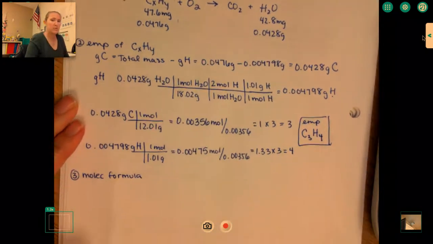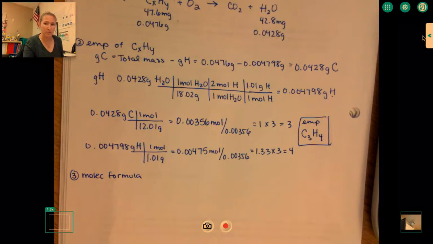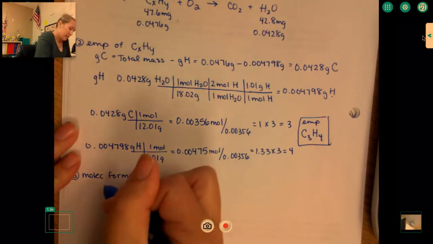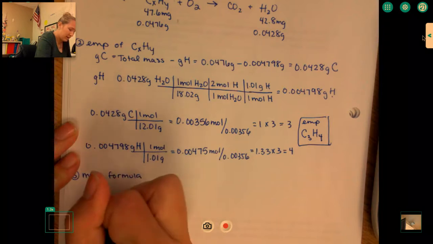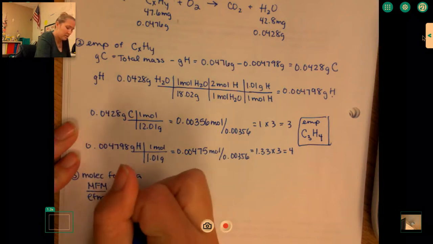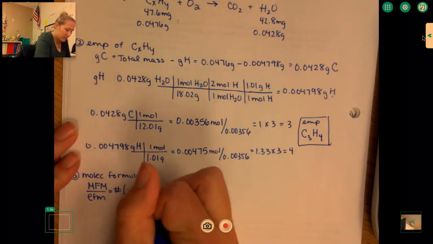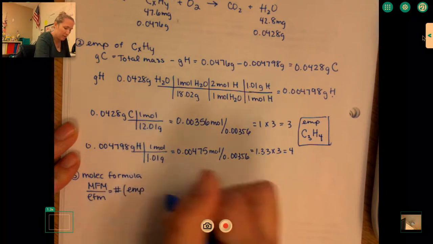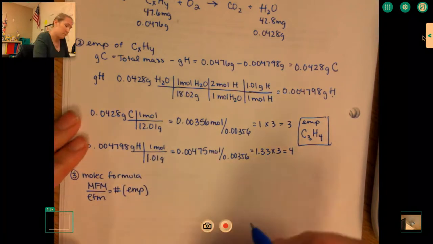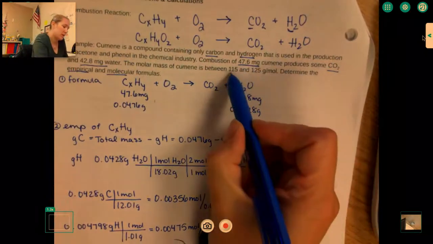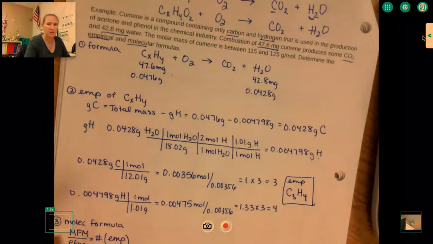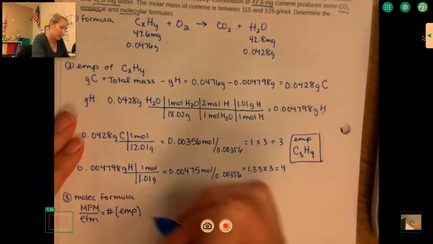Now remember, a molecular formula is some multiplier bigger than the empirical formula. And to figure out our multiplier, we're going to take our molecular formula mass divided by our empirical formula mass, which gives us some multiplier number that we'll multiply our empirical formula by. Okay. Our molecular formula mass is given to us in the problem as somewhere between 115 and 125. I'm going to split the difference and say 120.